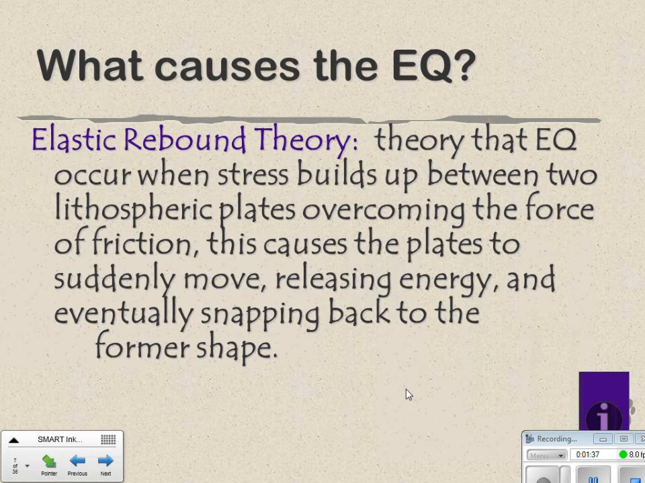The elastic rebound theory is the theory that earthquakes occur when stress builds up between 2 lithospheric plates, overcoming the force of friction. This causes the plates to suddenly move and release energy and eventually snap back into their former shape, just like a rubber band. When you snap a rubber band, it goes back right to the original shape as long as you don't break it.